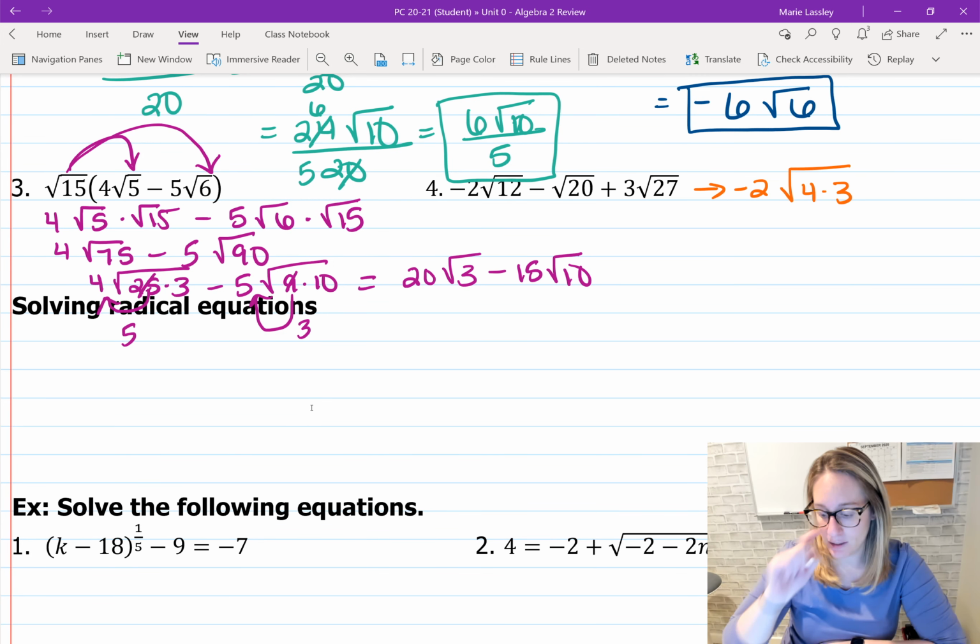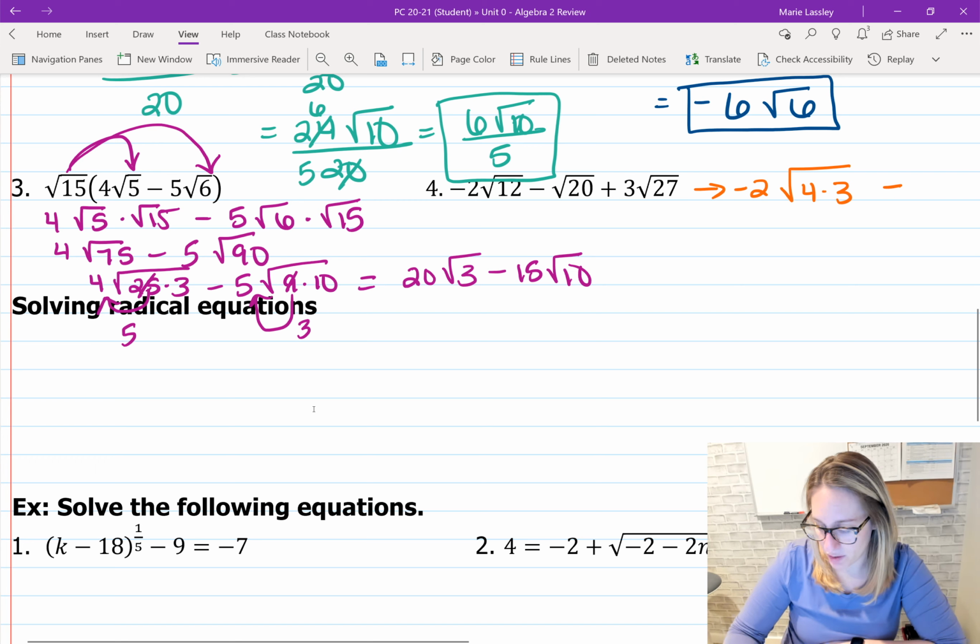All right, minus square root of 20. We've done this one before. This is 5 times 4. Again, 4 is my perfect square. All right, we'll go a little sideways. There we go. All right, and then plus 3 square root of 27, which is 9 times 3.